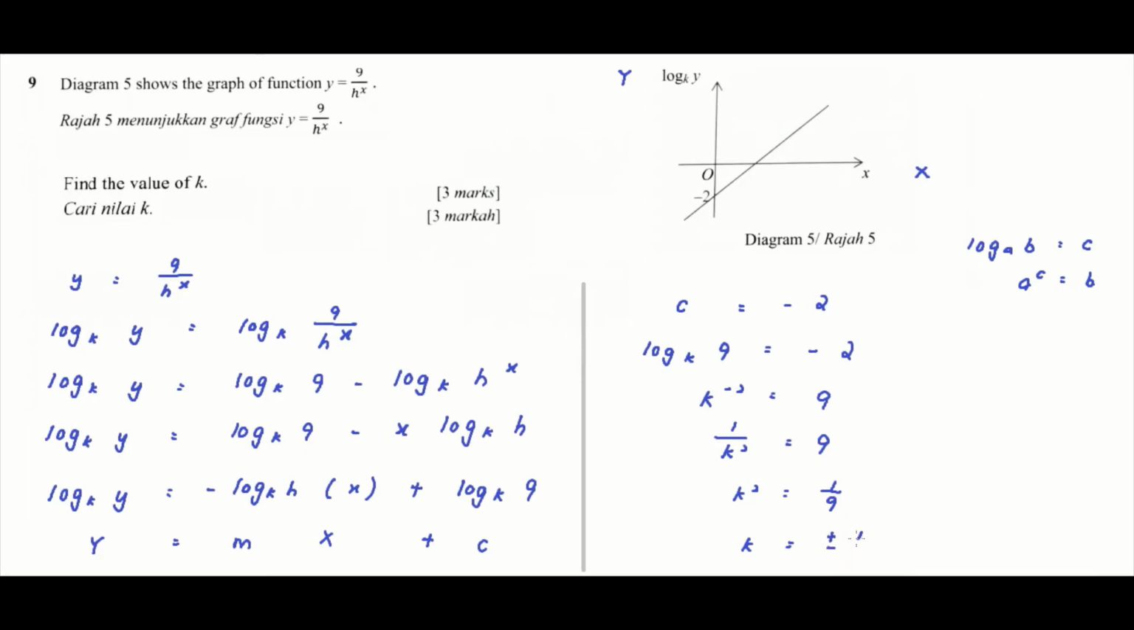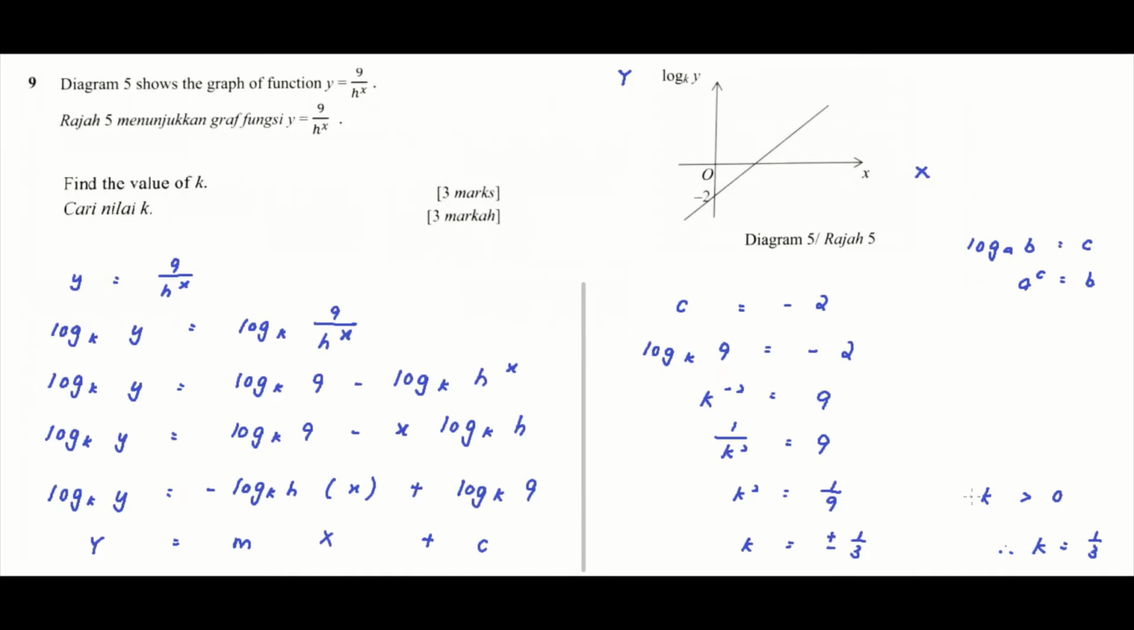So we know that from here, you are actually getting a positive and a negative. But how come we are only accepting the positive one? It is because this is the base of a log, and a base of a log cannot be a negative number. So that's why k should be a positive number, and k is equal to positive 1 over 3.